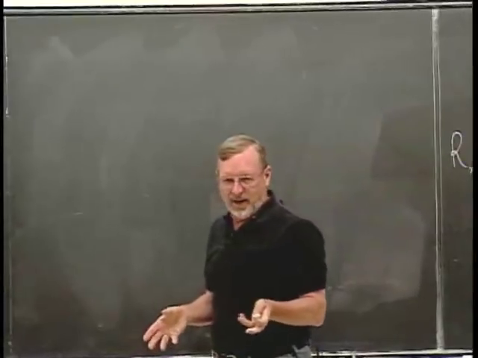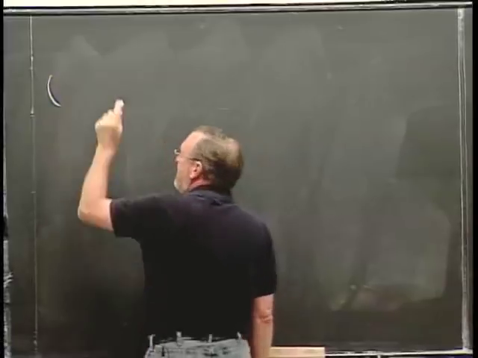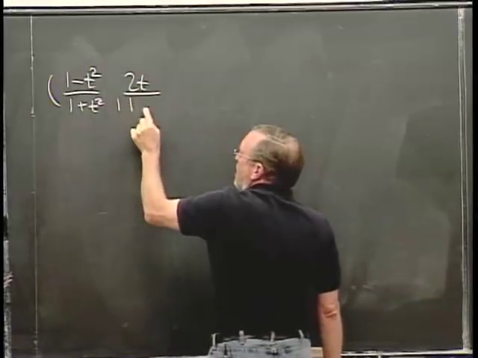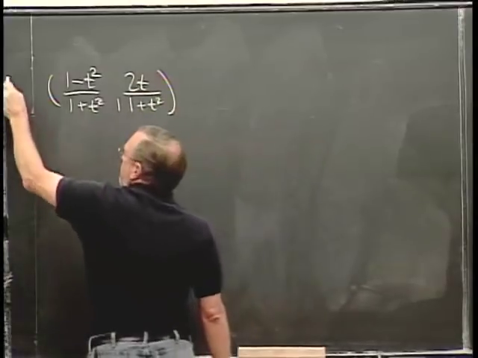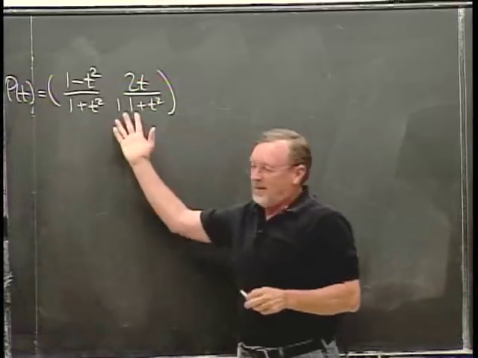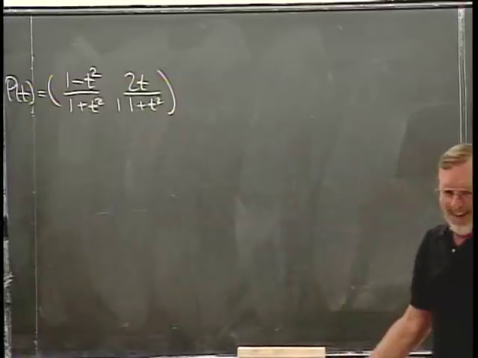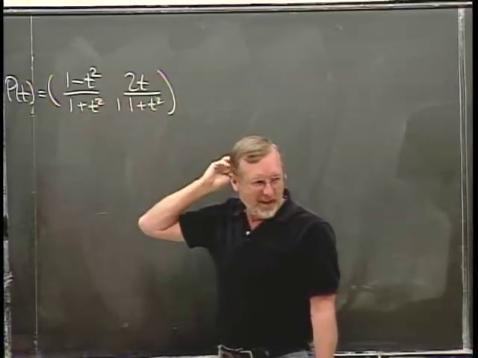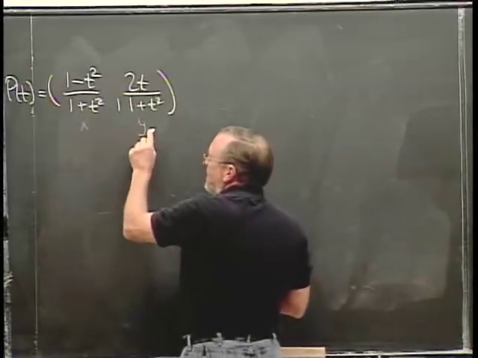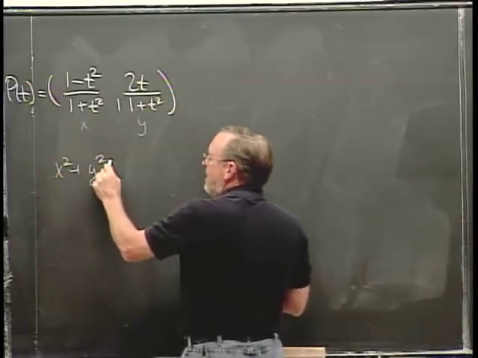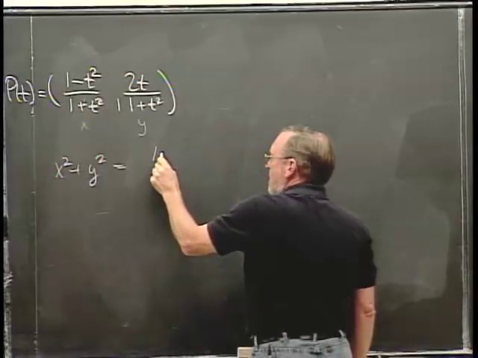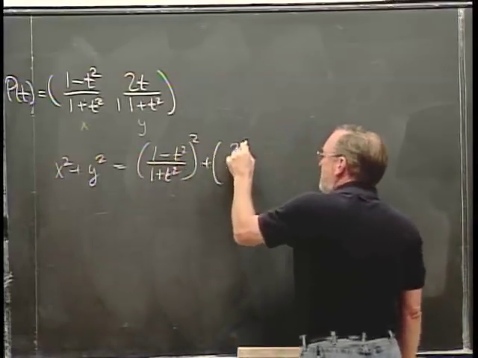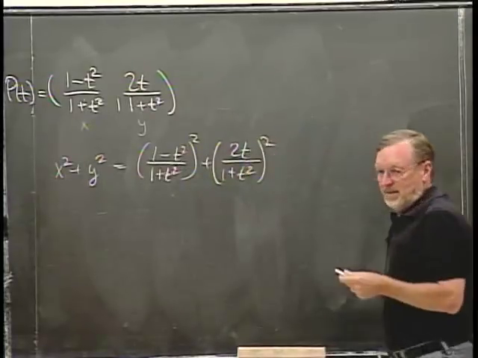Now, one of my most favorite curves in the world today is this one, P of T. This is the coolest curve in the world. Why, you might say? It's because it looks awful. When you start calculating it, it doesn't look very good at all. But if this is x and y here, and we take x squared plus y squared, you get 1 minus t, squared, all over 1 plus t squared, squared, plus 2t over 1 plus t squared, squared, okay?